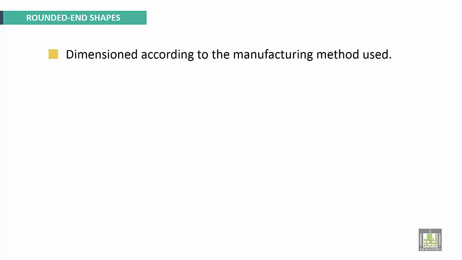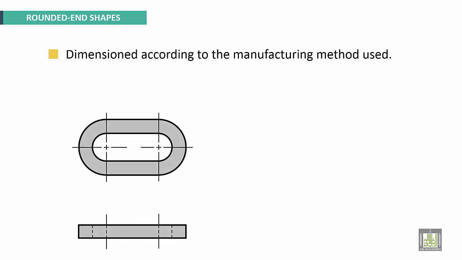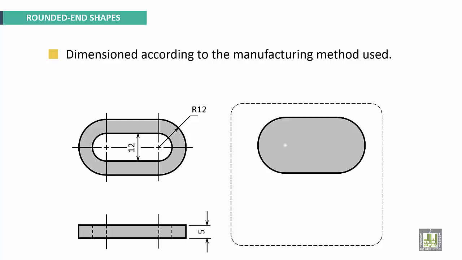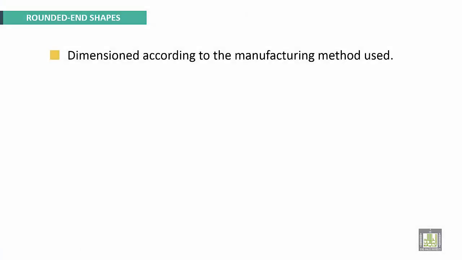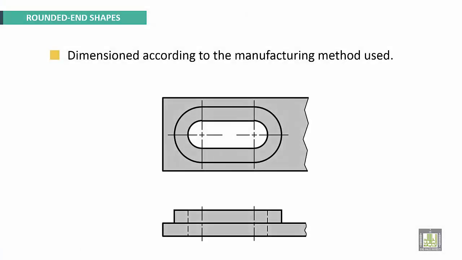Dimension it according to the manufacturing method used also. We have this example, local notes and dimension. To make this hole, we use this milling process. Okay, and we need then center to center distance. Dimension it according also to manufacturing method used. This is another example. Local notes, okay. And center to center distance is specified.